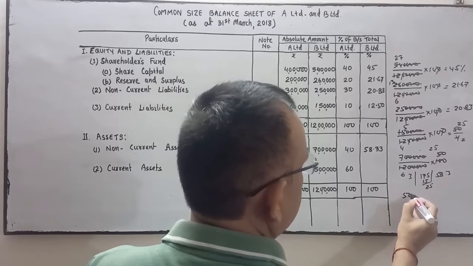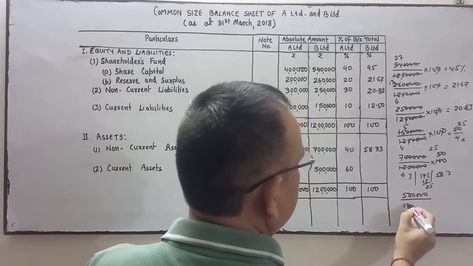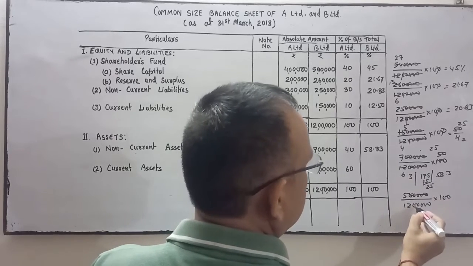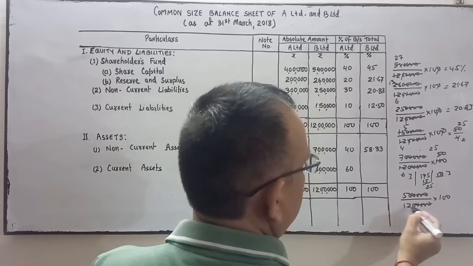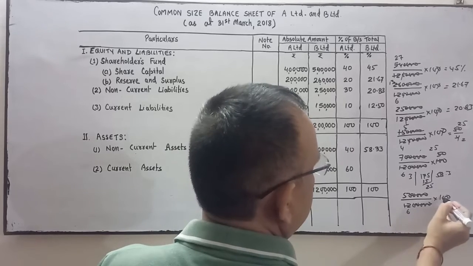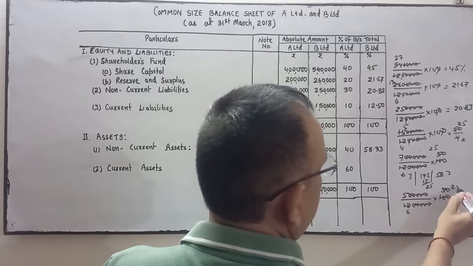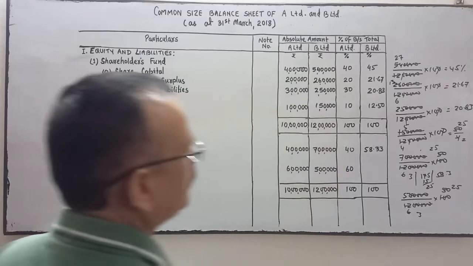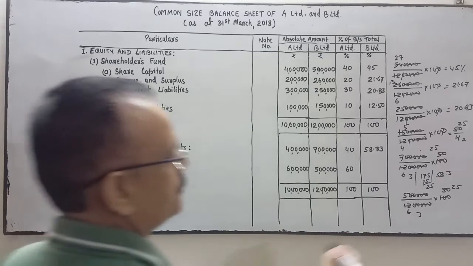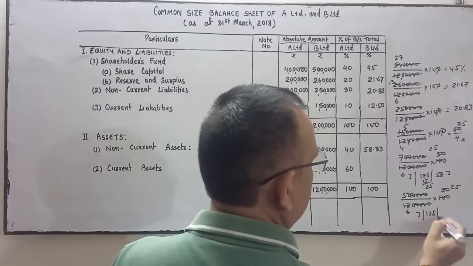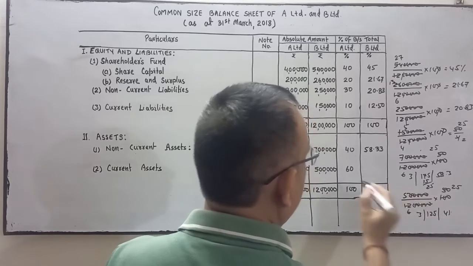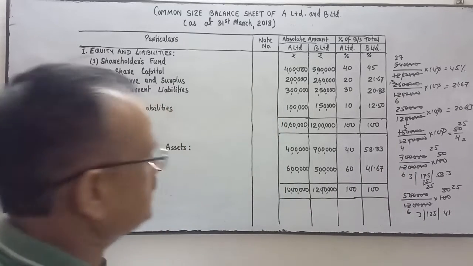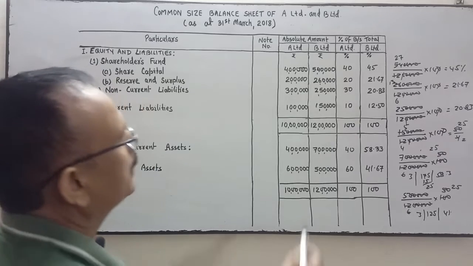Now see the current assets. 5 lakhs upon 12 lakhs total assets into 100. So 5 lakh upon this, so it is 41.67 percentage. So it means what?